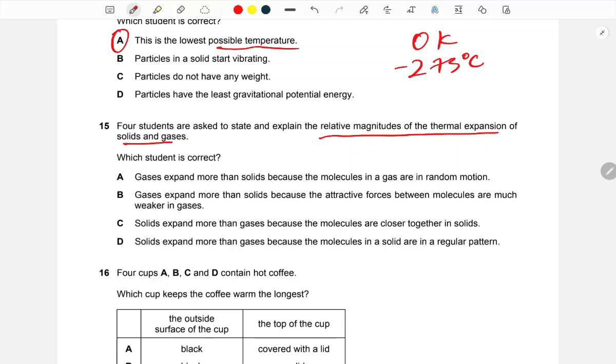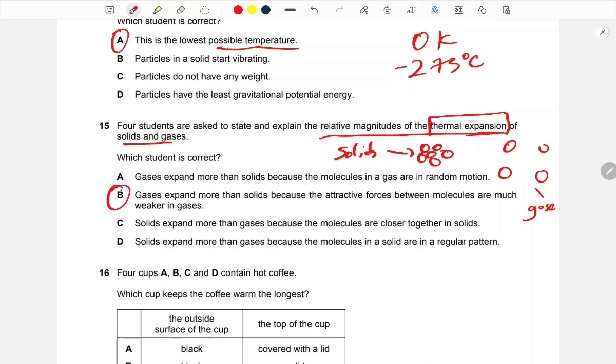In this question, we focus on the thermal expansion of solids and gases. We know that the force of attraction between solids is very strong. That's why solids are very close to each other. And the force of attraction between gases is very low, so that means gases can expand easily. So this choice is going to be B, because gases expand more than solids. That's true, because attractive forces between molecules are much weaker in gases.